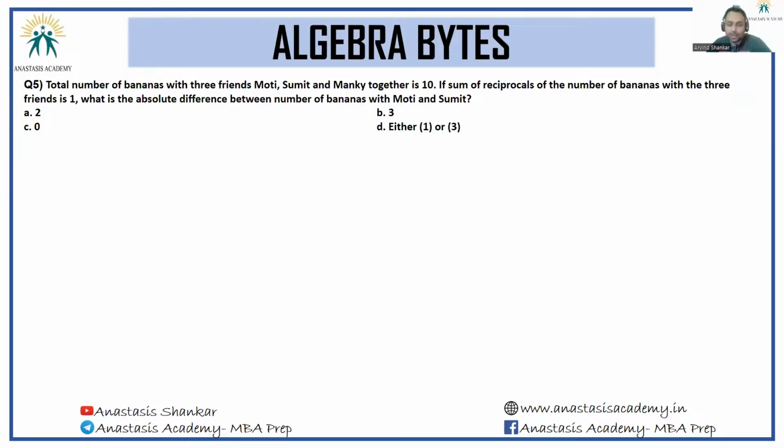Last question, and this is my favorite question in this entire week of questions. The total number of bananas with 3 friends, Moti, Sumit, and Mankey together is 10. If the sum of the reciprocals of the number of bananas with the 3 friends is 1, what is the absolute difference between the number of bananas with Moti and Sumit? Okay, let's see. We have A plus B plus C is equal to 10, and 1 by A plus 1 by B plus 1 by C is equal to 1.